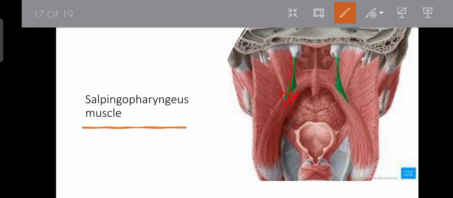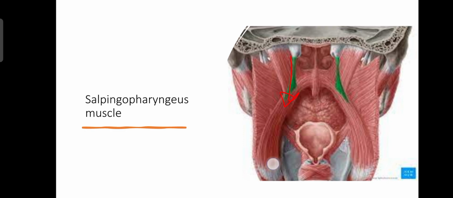I want to tell you important information. Salpingopharyngeus muscle and tensor veli palatini are complementary muscles. They open the auditory tube to equalize the air pressure, but the levator veli palatini and musculus uvulae are complementary muscles. They are responsible for closure of the nasopharynx during swallowing to protect the airway from ingestion of any food.